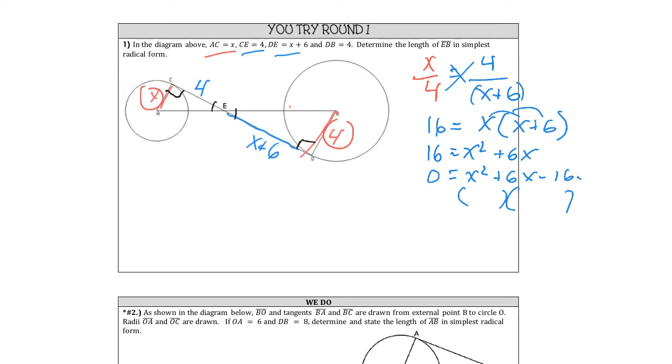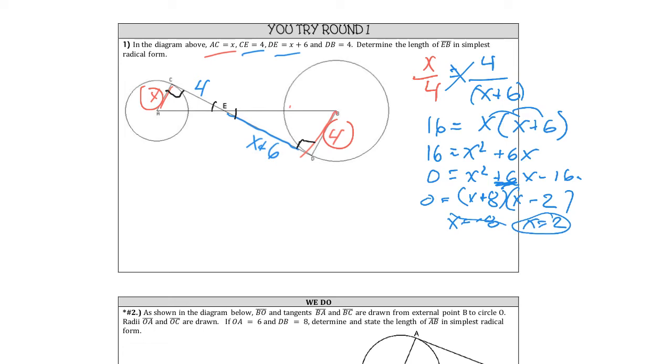What multiplies to negative 16 and adds to 6? 8 and 2 multiply to 16. I want the bigger number to be positive because I got a positive 6. So I'm going to go positive 8, negative 2. So this equals 0. So x equals negative 8, x equals positive 2. So I solve for x. We're going to choose the positive one because if I had negative 8 plus 6, we get negative 2. That wouldn't make any sense.